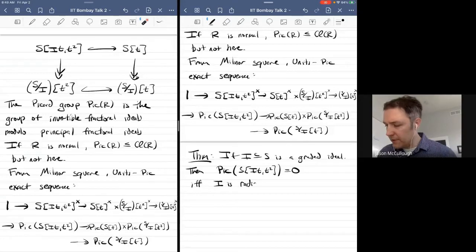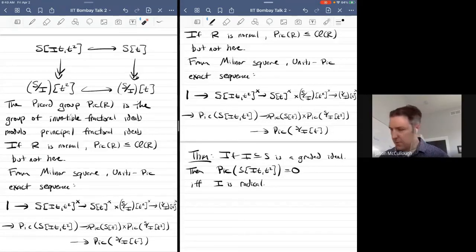But this only happens when I is radical. So once again, this sort of recurring theme that Rees-like algebras aren't so bad if you start with a radical ideal keeps coming up, right? If they're radical, you get a semi-normal variety, you get something with a vanishing Picard group. If you started with a radical F-split ideal, you get an F-split Rees-like algebra, etc.